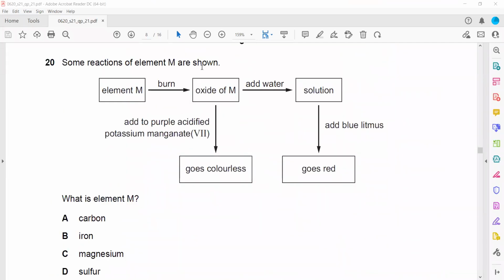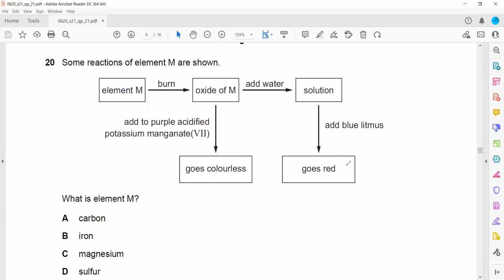Then question 20: some reactions of element M are shown. So they give you some reactions for element M. First, what happened? Element M is burnt, so it will form an oxide. Then this oxide is added to water, and then we have a solution, and then we add blue litmus. So blue litmus goes red.